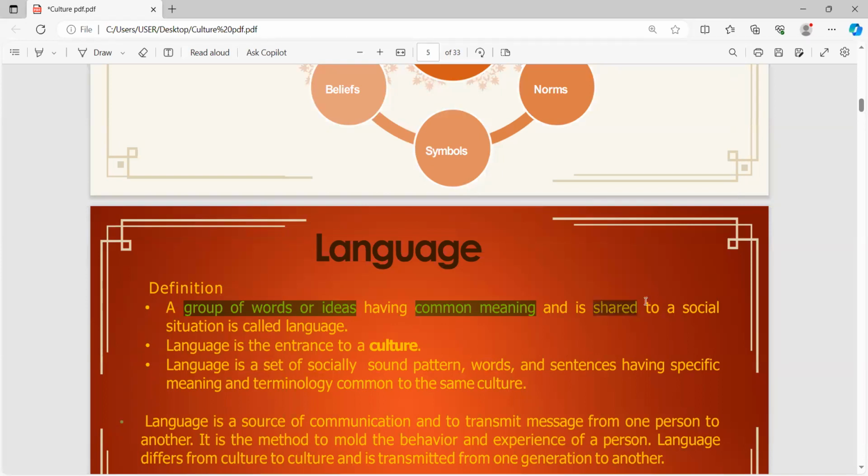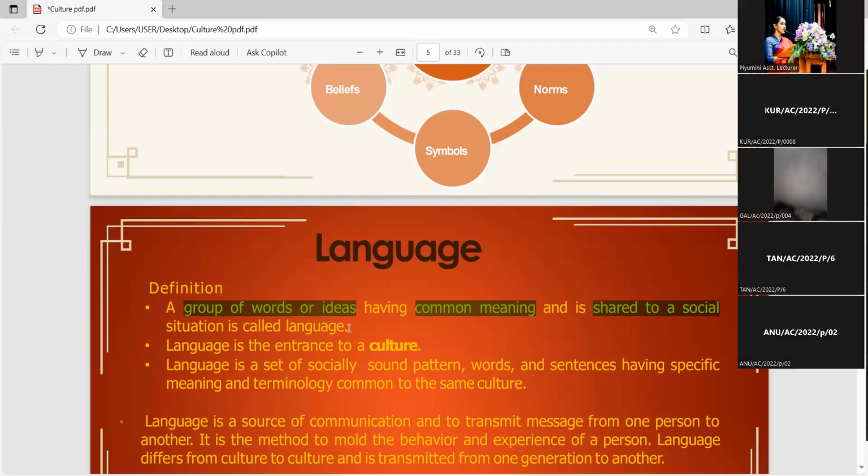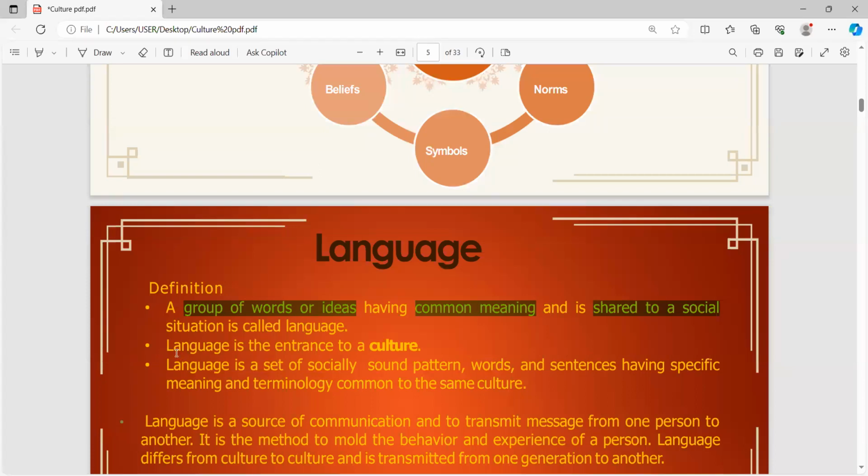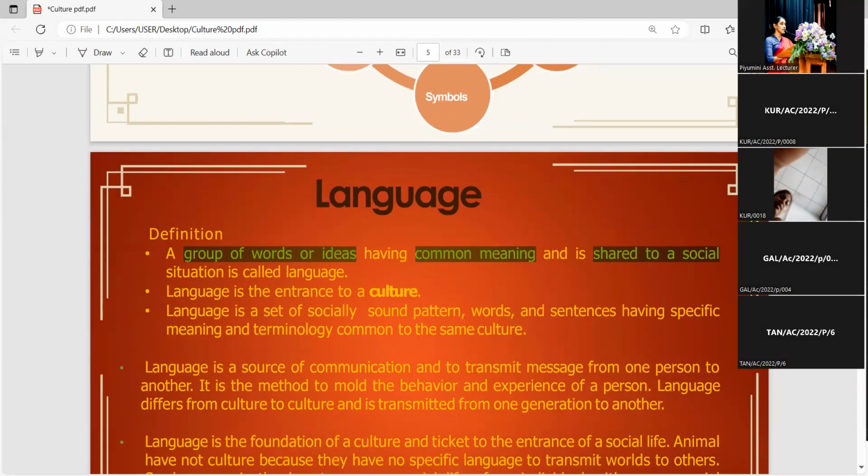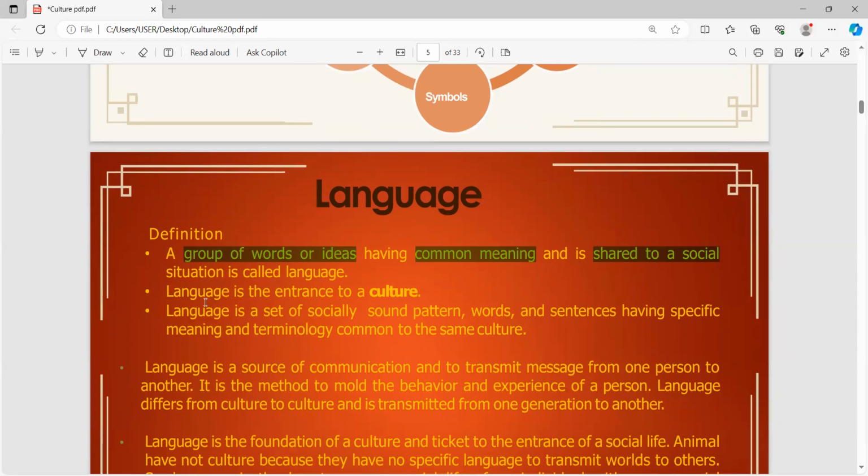And it should be shared in social situations, shared in the society. If a group of words which have some meaning is shared with the society, we call it language. So this is a good definition of language. If you are asked a question, you can give this definition. And some more explanation: language is the entrance to culture. Without a language, we can't get anything from a culture. We have to identify and share with certain cultures, so we have to know the language in order to share our ideas. Without language, it's very difficult.